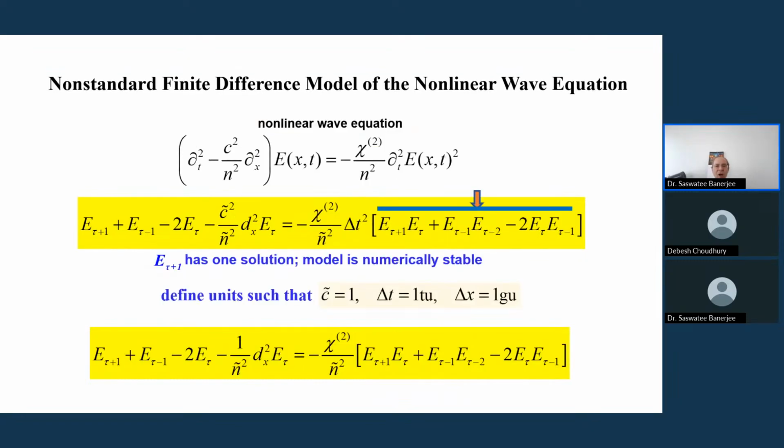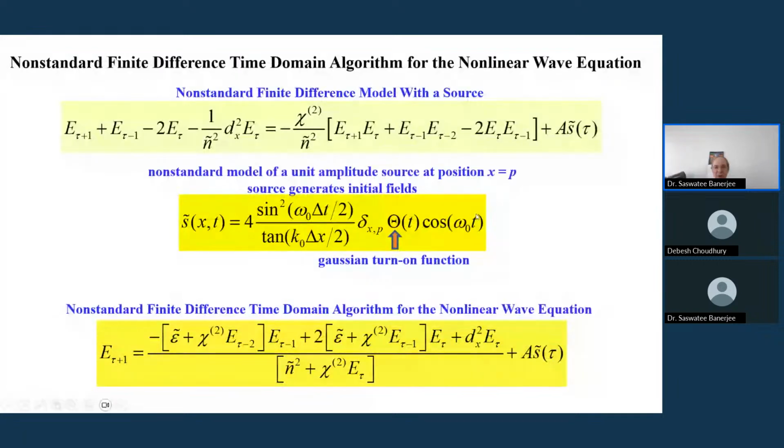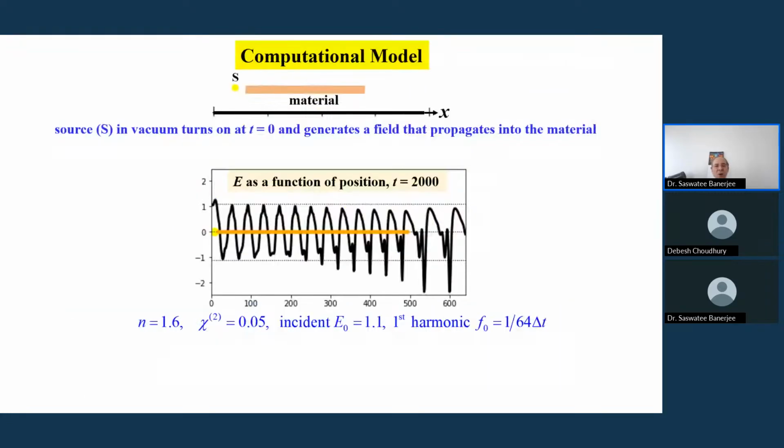All right, so here is our non-standard finite difference model. We solve for this. So here is our algorithm right here. I won't go through all the algebra. Again, we put a source in. It would take a long time to explain how we derived all of this, but just take it from me that we have done this correctly. This delta XP just means that the source is located at position P on our numerical grid.